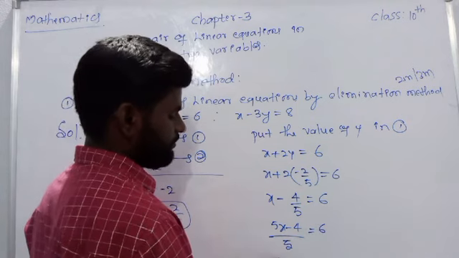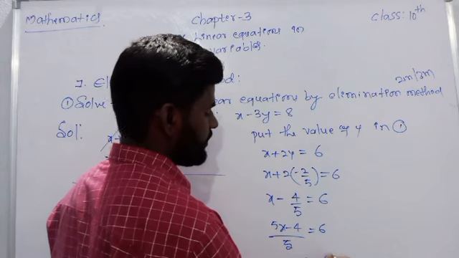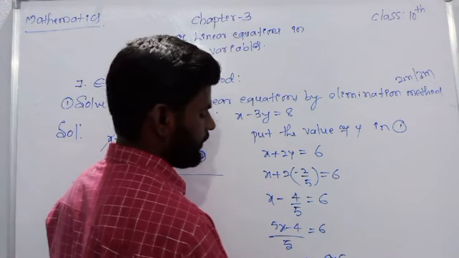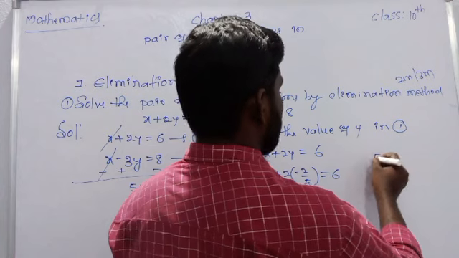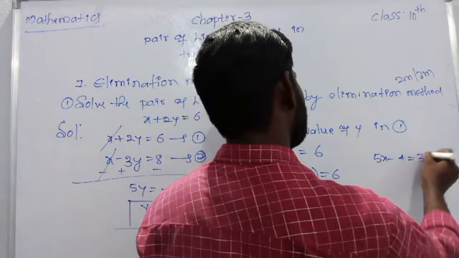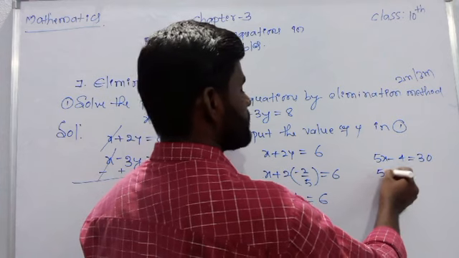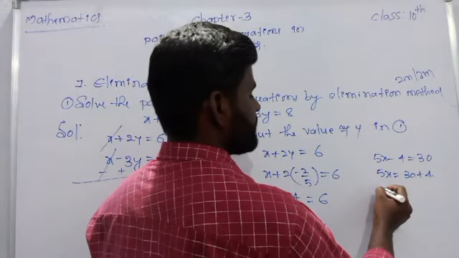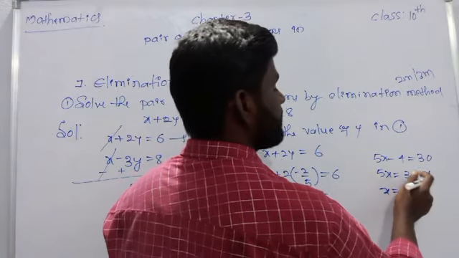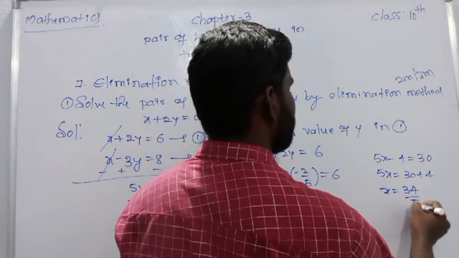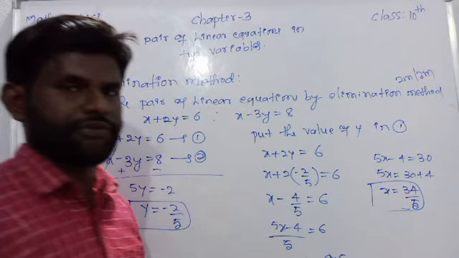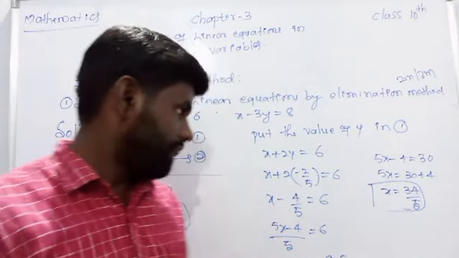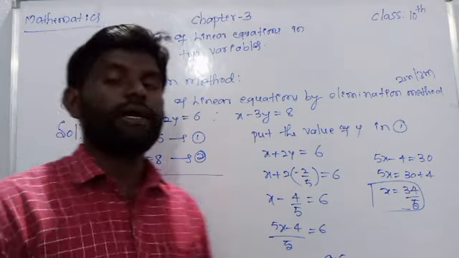Take this 5 to this side. 5x minus 4 is equal to 6 into 5. 6 fives are 30. 5x minus 4 is equal to 30. 5x is equal to 30 plus 4. If I take this minus to the other side, it becomes plus, so x is equal to 34 divided by 5. This is the value for x. Now the value of x is 34 by 5 and the value of y is minus 2 by 5.